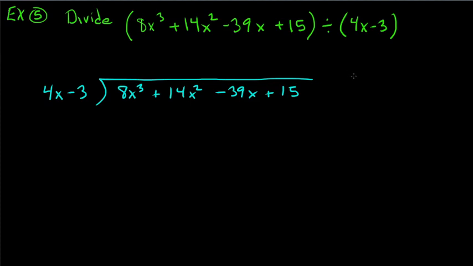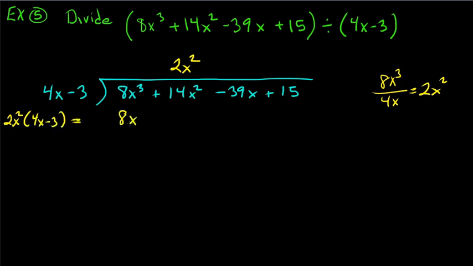Well, step 1 is to divide the 8x cubed by the 4x. Right? So 8x cubed divided by 4x is just 2x squared. So that's the first term of the quotient. Step 2, multiply the 2x squared times the 4x minus 3, and that should give you 8x cubed minus 6x squared. Let's try that again. All right, flip the signs, right? So step 3 is to flip the signs and add.